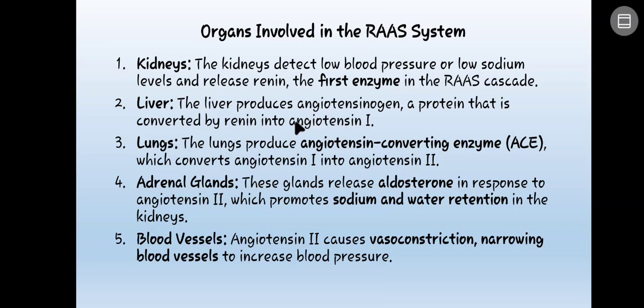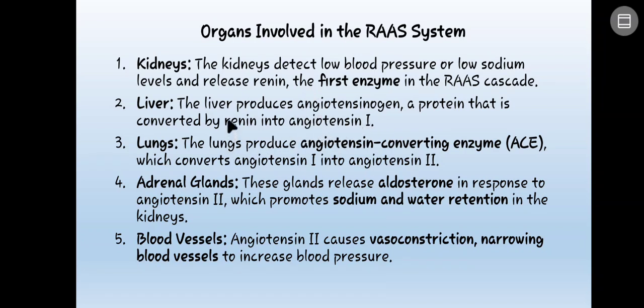In some literatures, they will just write angiotensin. It's the same as angiotensin 1. So this angiotensinogen, produced by the liver, which is a protein in the blood, in the presence of renin, which has also been released by the kidney as a result of a reduction in blood pressure, would be converted into angiotensin 1 or angiotensin.